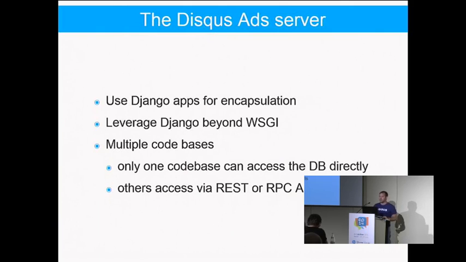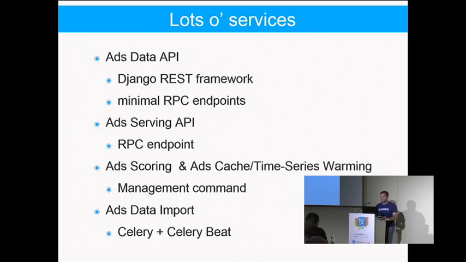We want to leverage Django beyond WSGI. We want to use all those entry points like the management commands and celery tasks. And we want to split up our code base very intentionally. We want to have one code base that can access the database, and I'm talking about model access, like using the ORM. And the other code base could only access that sort of information via the strong API. So we separate the services in that regard. But we do have multiple services that can access the database.